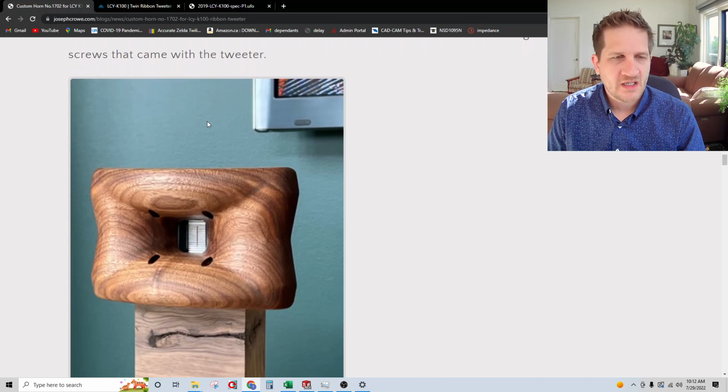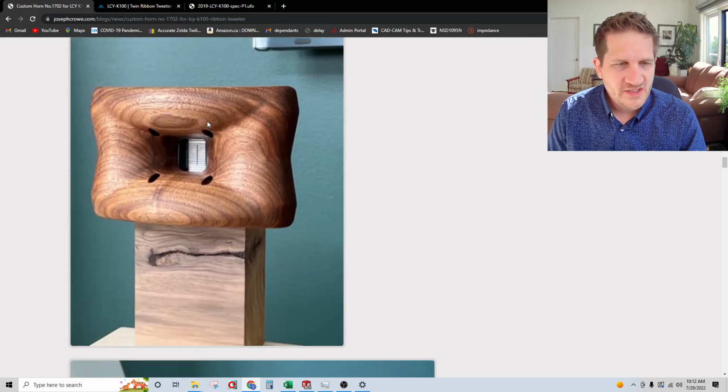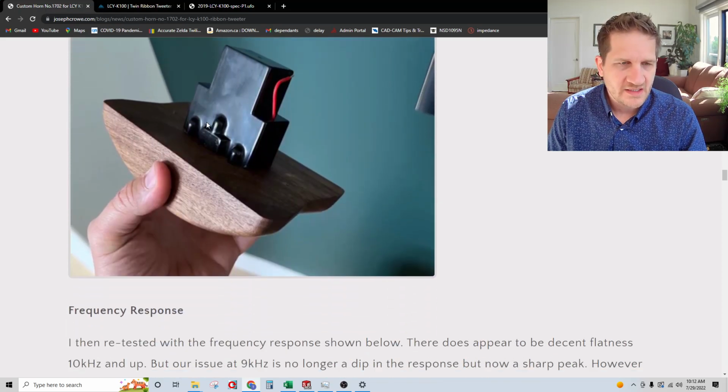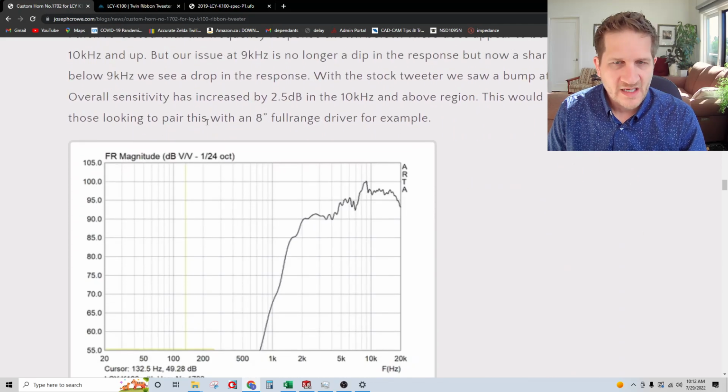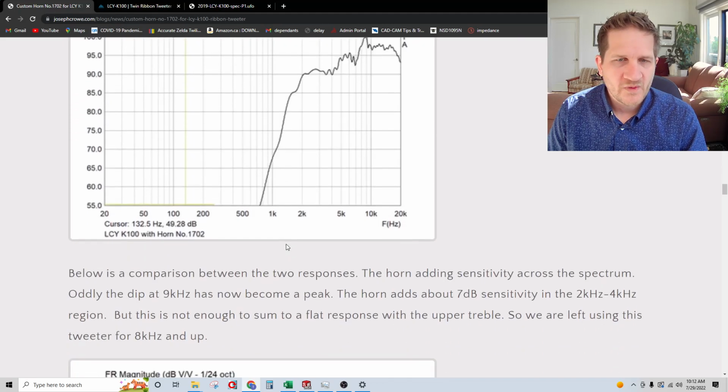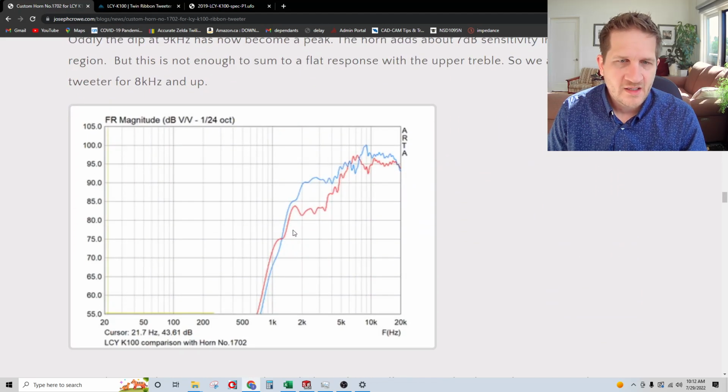If we look at the horn that I had designed and built here, you can just see that I've mounted it there. So now the frequency response changes somewhat. Now, if we do a direct overlay, the red being the stock tweeter and the blue being with the addition of the horn, you can see that I actually get a peak in the 9 kilohertz region instead of a dip. I do get an increase in sensitivity in the lower mid-range.